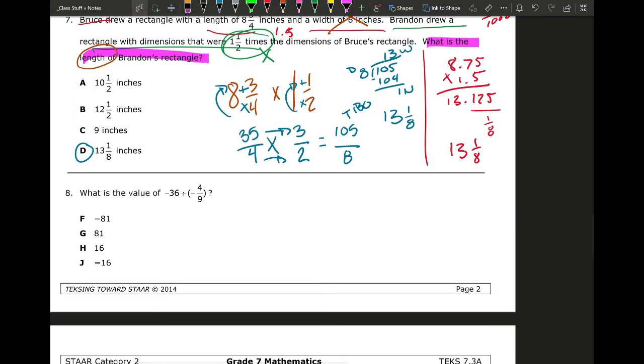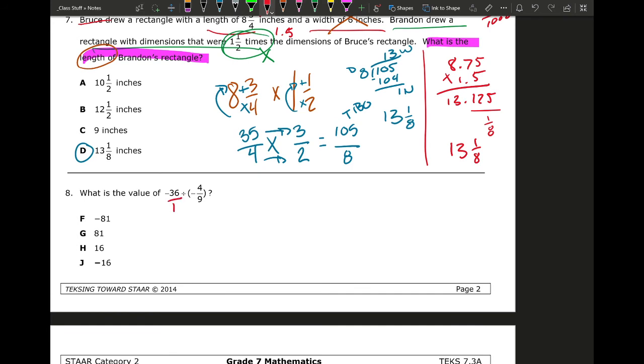Number 8. What is the value of negative 36 divided by negative 4/9? So we have a division, however, we have a negative integer, and we also have a negative fraction. So we're going to divide this. But in order to divide this, we're going to have to do two things. First, we need to have that negative integer into a fraction form. And we can make any whole number or negative integer into a fraction by just putting a 1 under that.